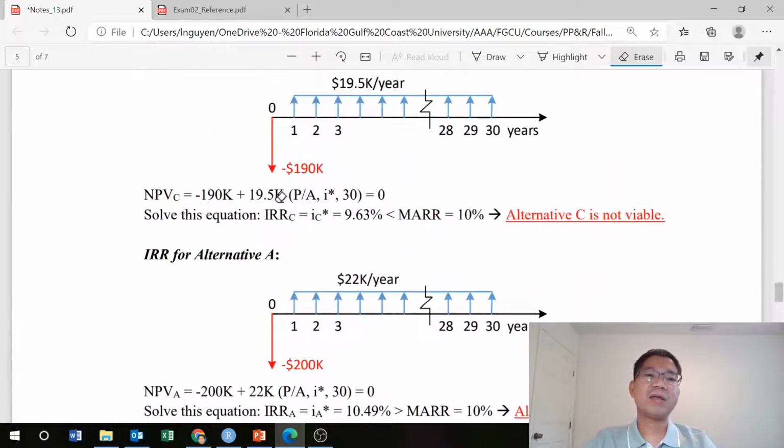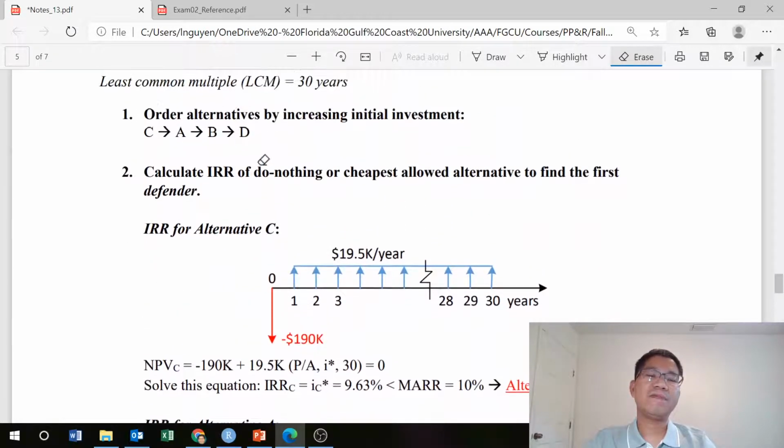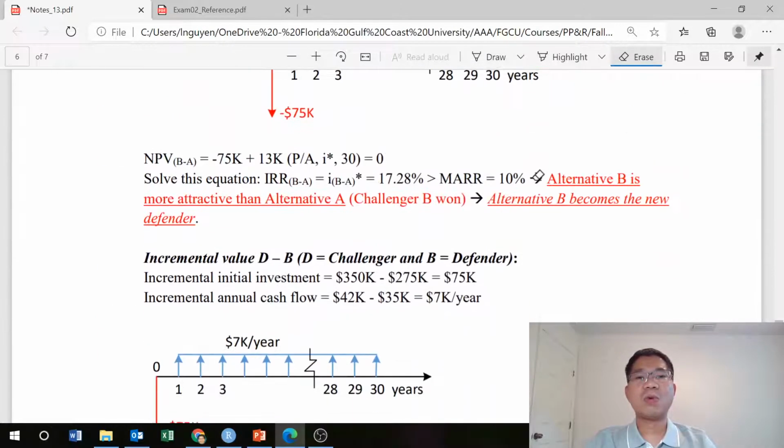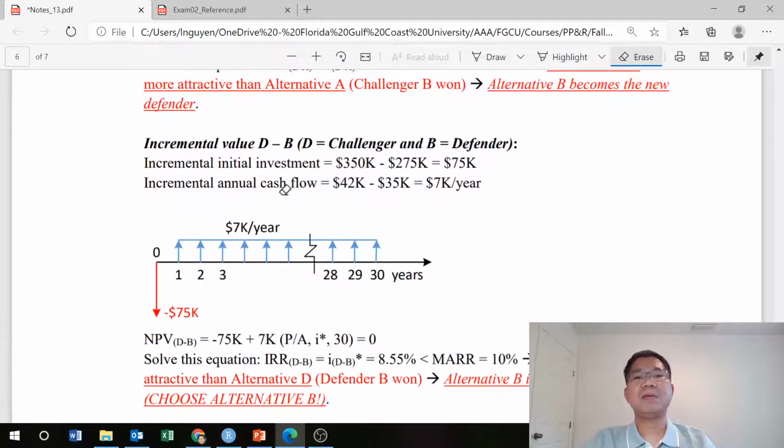Again, based on the ranking we did in the first step. Make sense here? B moves to D, and B is the new defender, that's why we do D minus B. So go from B to D. Initial investment of D is 350, of B is 275, so put in an extra 75,000, with the additional benefit annually going from 35,000 to 42,000, which means 7,000 per year.